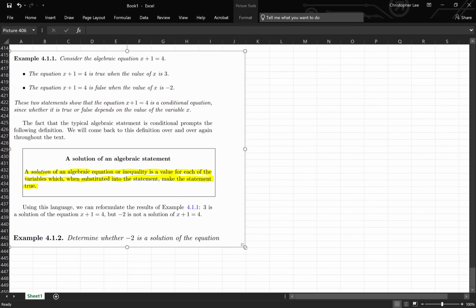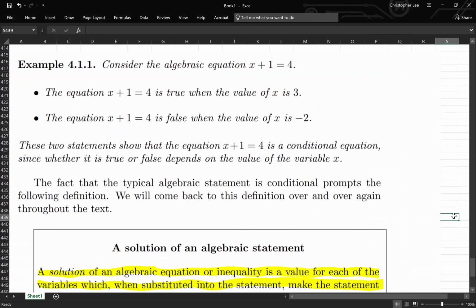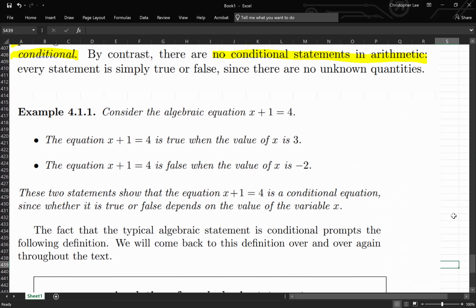Right. Let's look at an example. For example 4.1, consider the algebraic equation x plus 1 is equal to 4. The equation x plus 1 equals 4 is true when the value of x is 3. Right? So if I plug in 3 for x, it becomes a true statement: 3 plus 1 is 4. But the equation x plus 1 equals 4 is false when the value of x is, like, -2, for example. Right? When it's any other number but the number that makes it equal, it's going to be false.